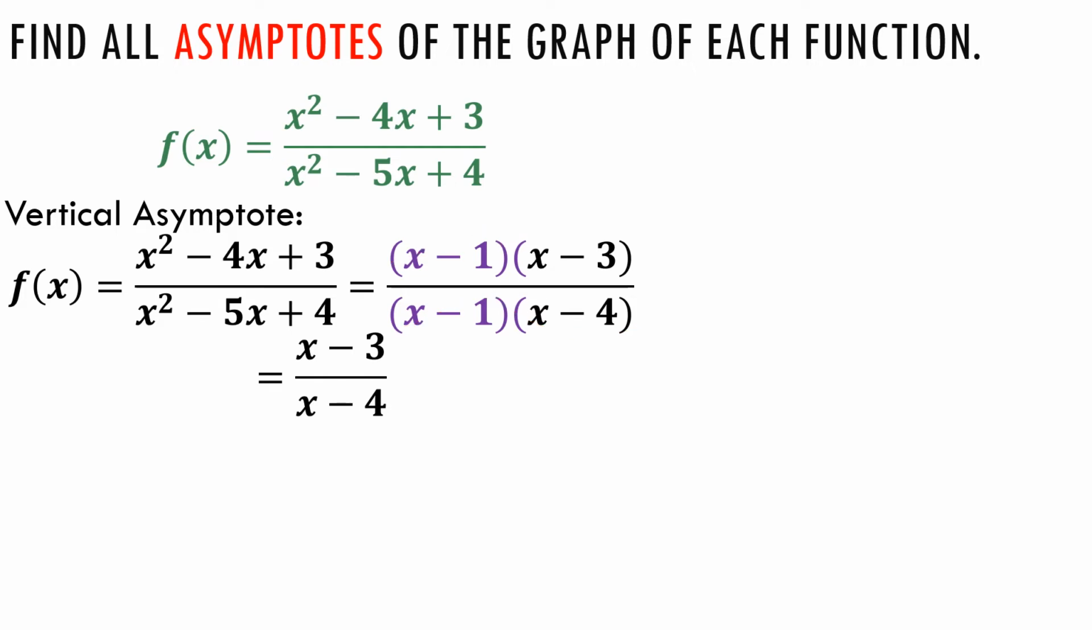Now, what is the value of x in the denominator that will make it 0? We have x equals 4. Now, for the other asymptote, since the degree of the numerator is equal to the degree of the denominator, it is a horizontal asymptote. Let's divide the coefficients of the leading terms. We have 1 for the numerator and 1 for the denominator, so 1 divided by 1. So y equals 1.